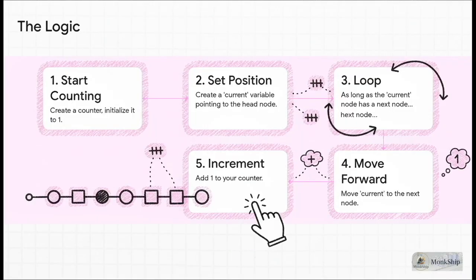Okay, before we even touch any code, let's just think through the logic. It's really just like walking down the chain one step at a time. You start at the beginning, at the head, you count 1, and then you just ask, is there another node after this one? If the answer is yes, you take a step to it, and you count 2. You just keep doing that over and over until you finally hit the end of the line.